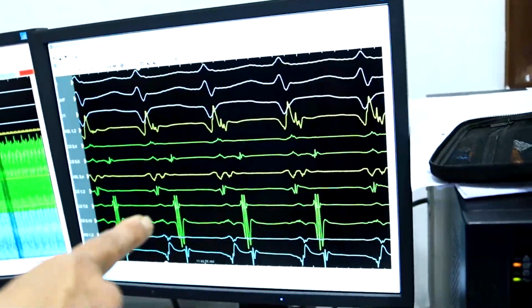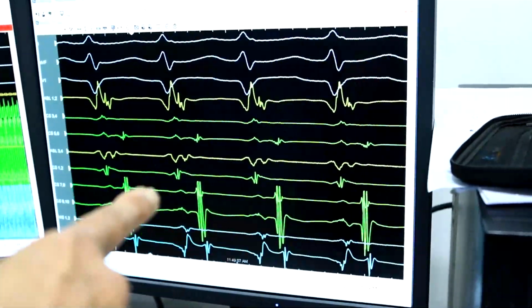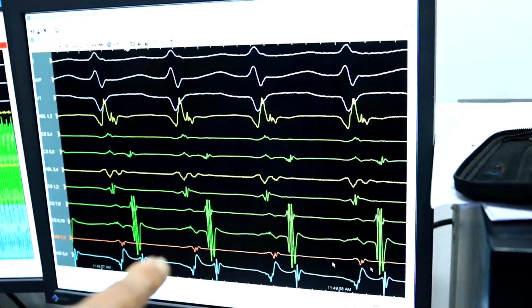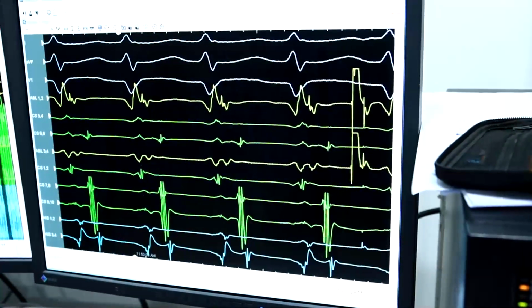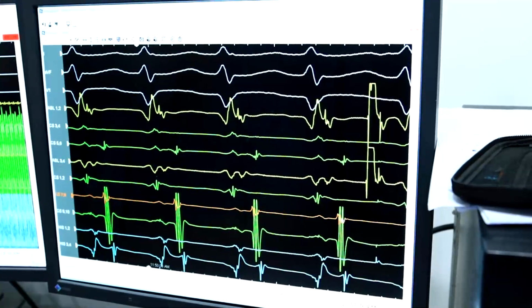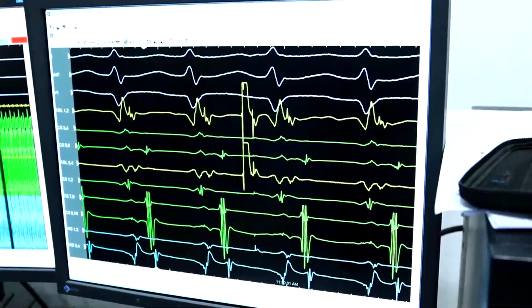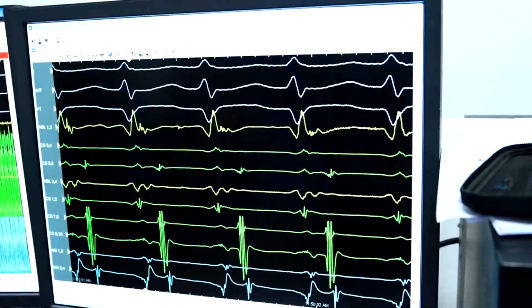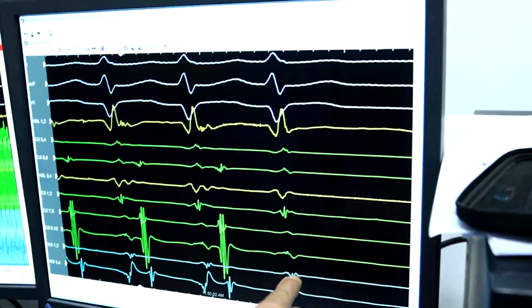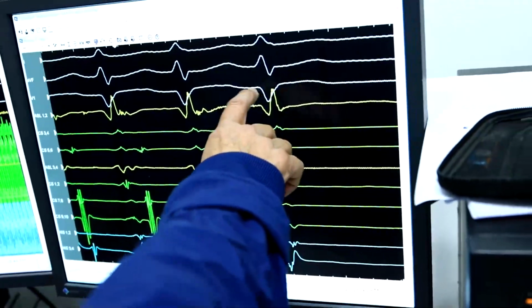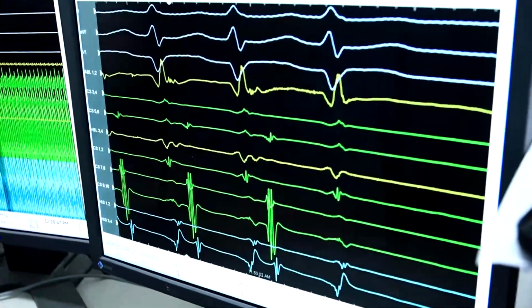Mapping, more mapping. Pacing from here. The artifact of starting ablation here. And termination into the A. So this was a concealed left lateral accessory pathway.